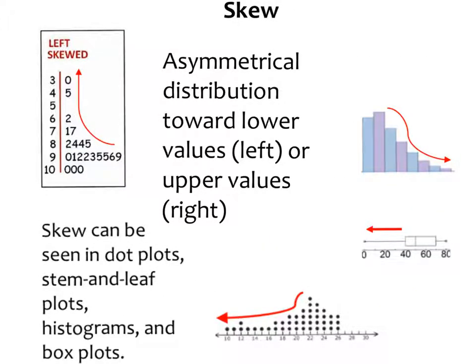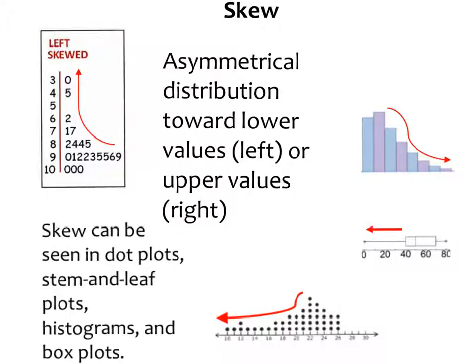The word skew may very well be a new word to you. Skew just simply means that the graph tends to lean one direction or another. And skewing can be described as asymmetry. In other words, it's not identical on one side of the graph as it is on the other. In fact, it's typically quite different. Now the question is, how do I describe that skew? And you describe it as either left or right. Which direction is the graph skewed? Skew can be seen in dot plots, stem and leaf plots, histograms, and box plots. And there are examples here on the screen.